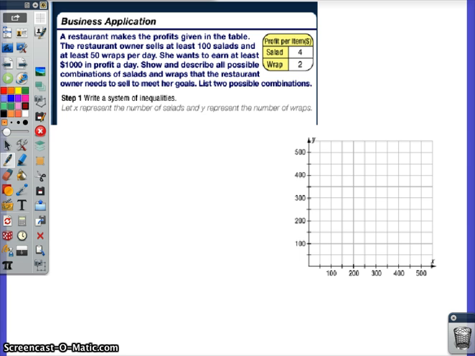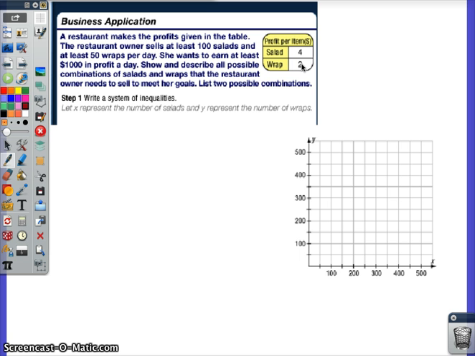A restaurant makes the profits given in the table. So they make $4 on every salad they sell, and they make $2 on every wrap that they sell. The restaurant owner sells at least 100 salads and at least 50 wraps per day. That's like her bare minimum. She wants to earn at least $1,000 in profit a day.